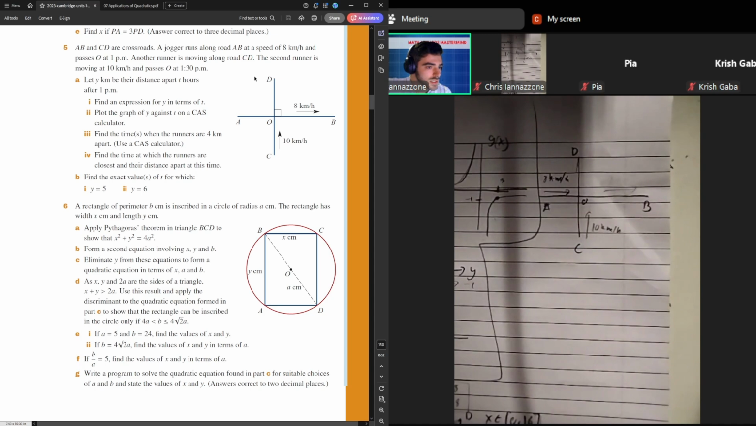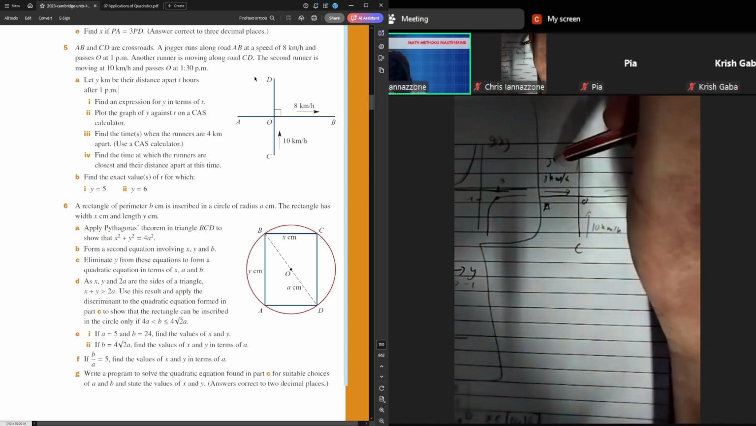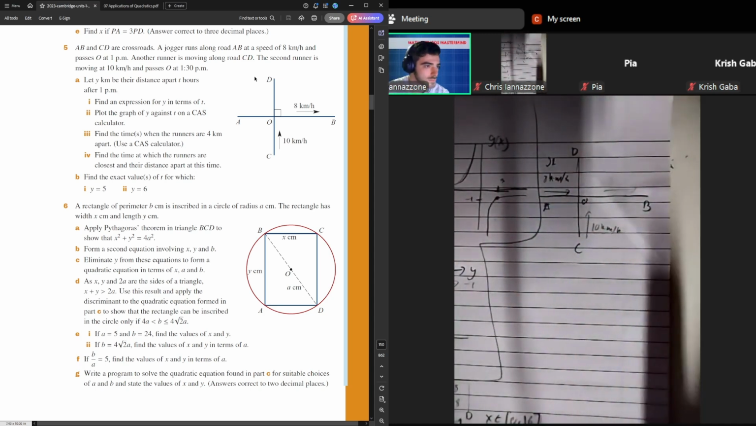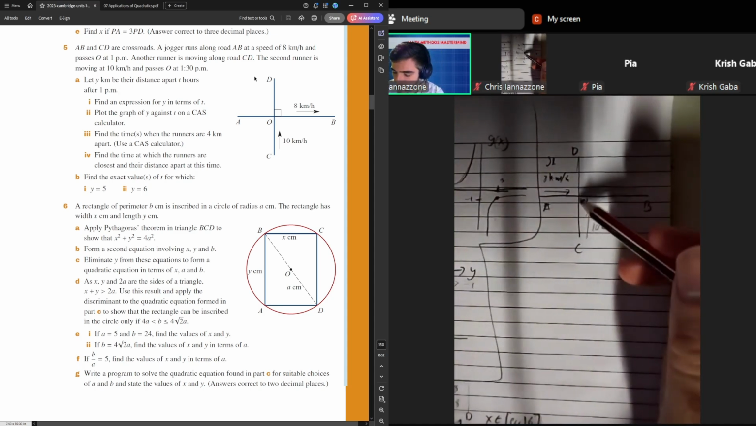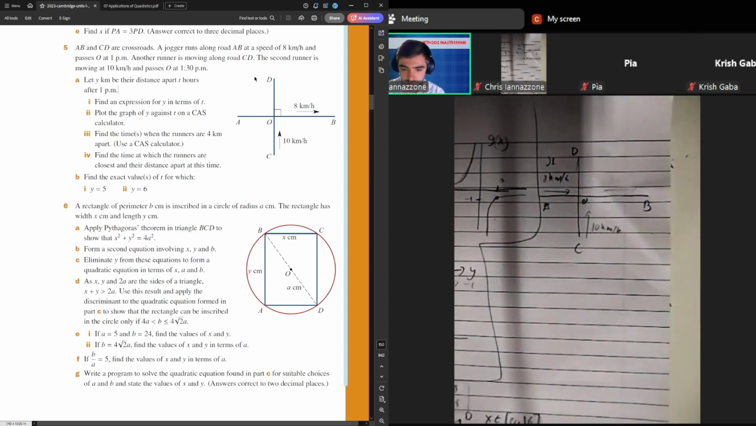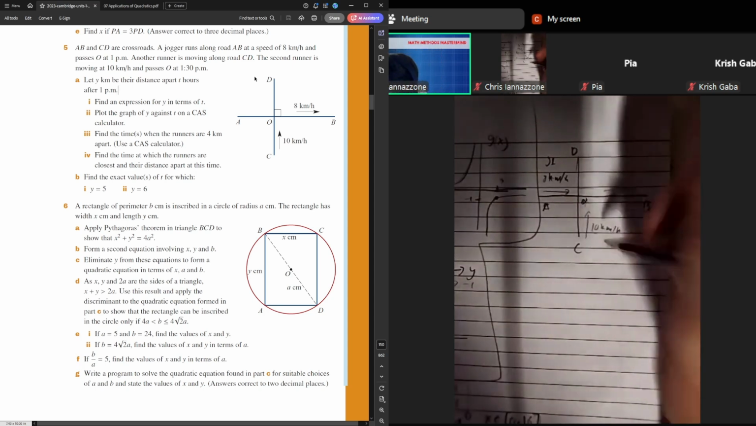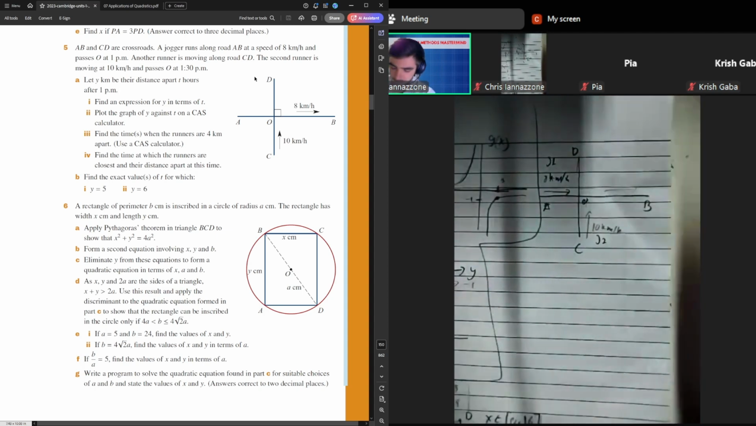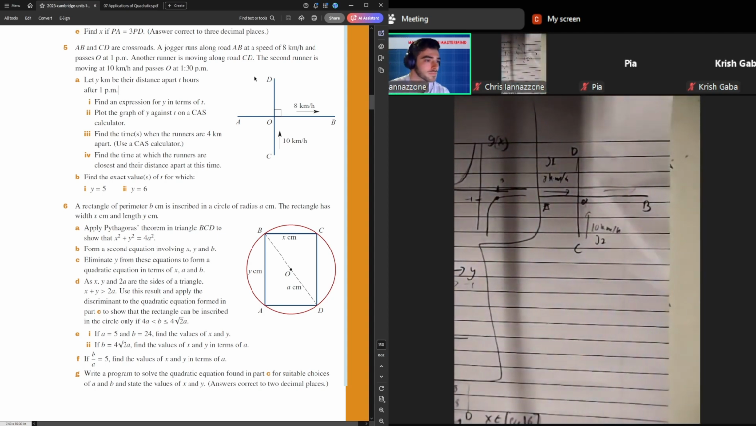Jogger runs along AB, so that can be like J1, jogger 1. Passes the origin at 1 p.m. Any way it can pass the origin in that direction is if it starts on the left. And the second runner passes the origin at 1:30, so this one's in the right spot, J2. Alright, so we got some speeds, we got some times, and we care about distance. How does that all work together?